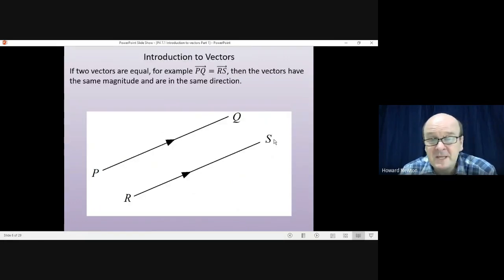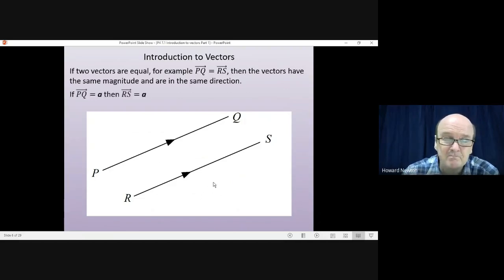If two vectors are equal, so for example, if PQ is equal to RS, then the vectors have got the same magnitude and they're in the same direction. They're parallel to each other and they've got the same size. But they don't have to be in the same position. So the vector PQ, the vector RS, they will be exactly the same as each other. If PQ is equal to the vector A, RS is also equal to the vector A. It's identical.